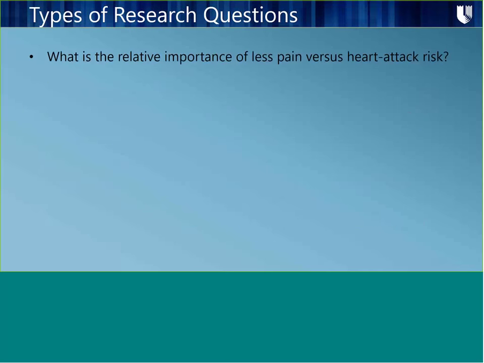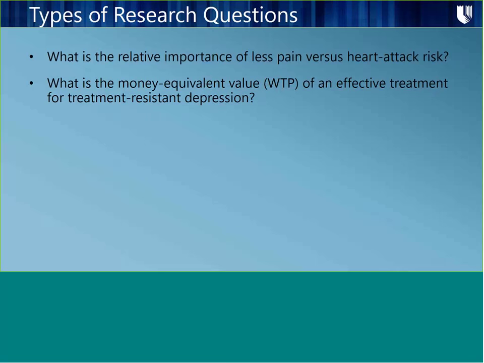Now, I want to provide a few examples of research questions, because the idea of a research question can be a little abstract. And so you could think about perhaps what is the relative importance of pain versus heart attack risks if you are considering a technology that could affect both of these endpoints. The first one is very much a benefit-risk type of question. You could look at equivalences, so not only what is the relative importance, but what is the exchange rate between different aspects of your problem. One example would be to think about money equivalences or willingness to pay, say, for effective treatment or for treatment in situations where options are limited.